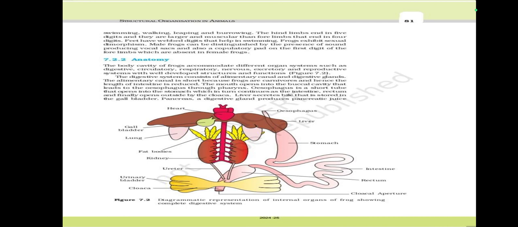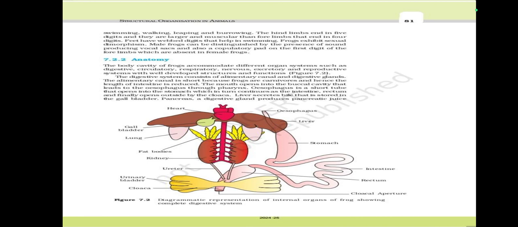The alimentary canal is short because frogs are carnivores, and hence the length of the intestine is reduced. The mouth opens into the buccal cavity that leads to the esophagus through the pharynx. The esophagus is a short tube that opens into the stomach, which in turn continues as the intestine, rectum, and finally opens outside by the cloaca.